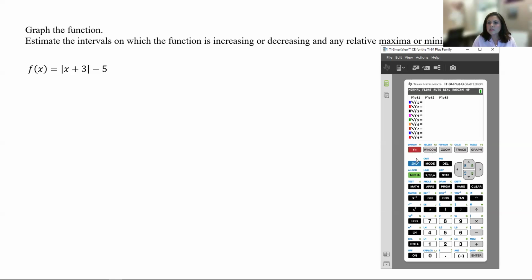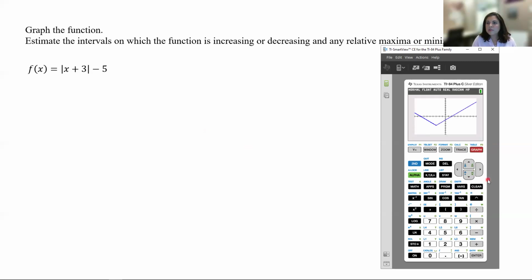Let me just do that again. I go to y equals, I go to math. Here we go. Then I'm going to the math button and then over to the number menu and then press enter to enter the absolute value bars. And then I'm doing x plus 3. Next to alpha is the x plus 3. Let me move my cursor over and then minus 5.